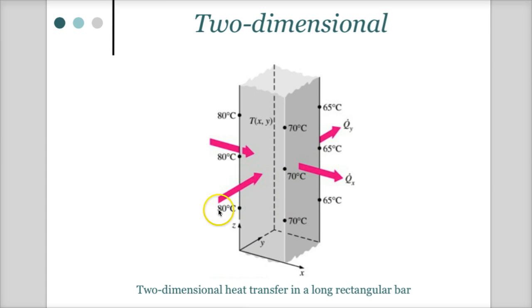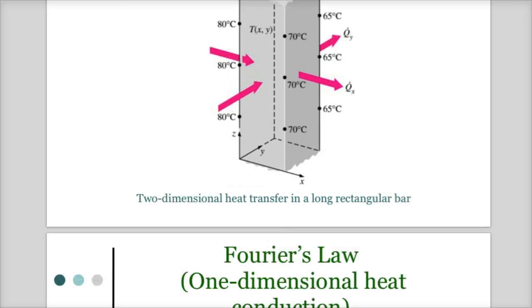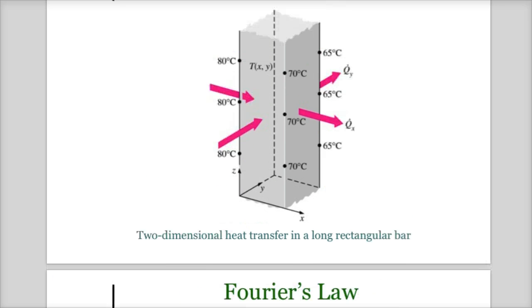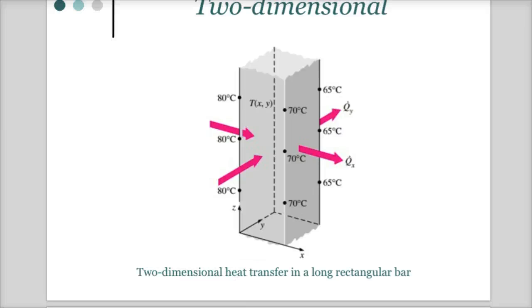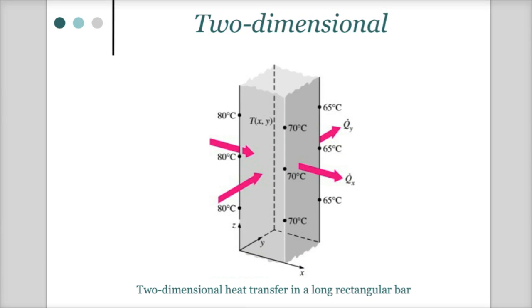So heat flows through one side and goes out through the other side. Well, if it's 3-dimensional, then you can consider it goes through that side and that side too, and this side and that side. Anyway, so that's 2-dimensional. Alright, so next we go to Fourier's law.